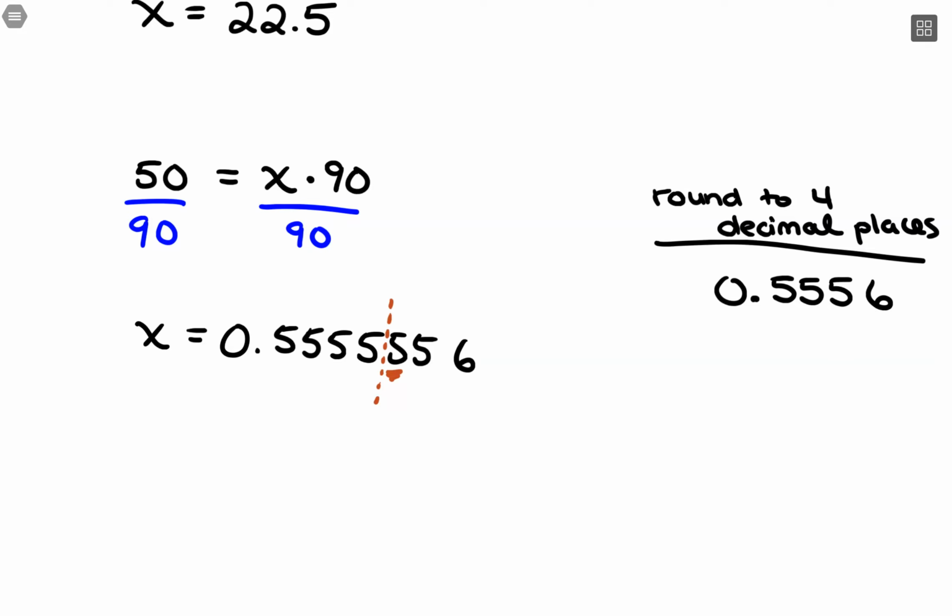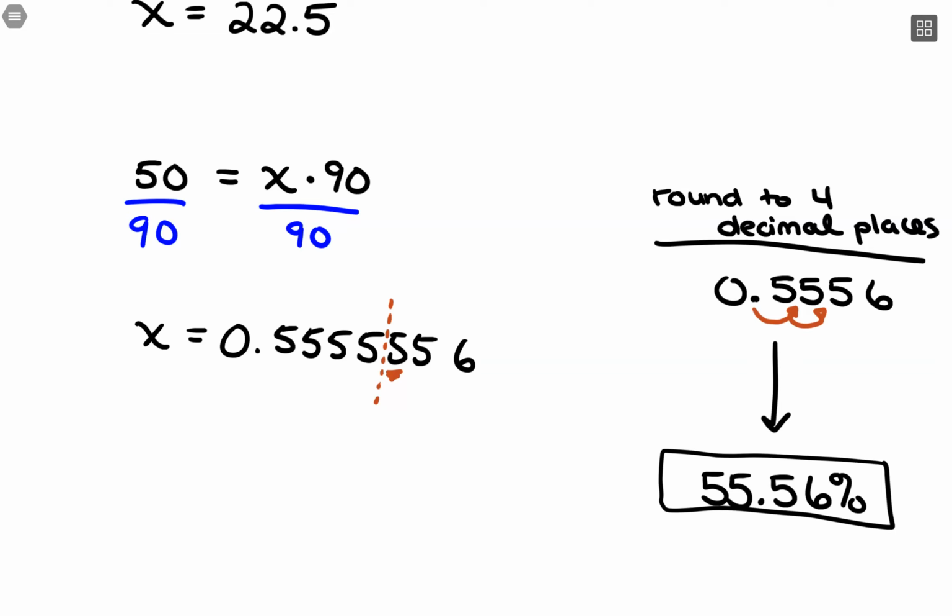But remember, we're asking for a percentage, so I need to convert this. So what I'm going to do is move my decimal place to the right 2 spots. So this is 55.56%. That would be the answer I would go for if there weren't any rounding rules specified. Try to keep as much accuracy as possible, but when it's repeating like this, it can get a little messy.